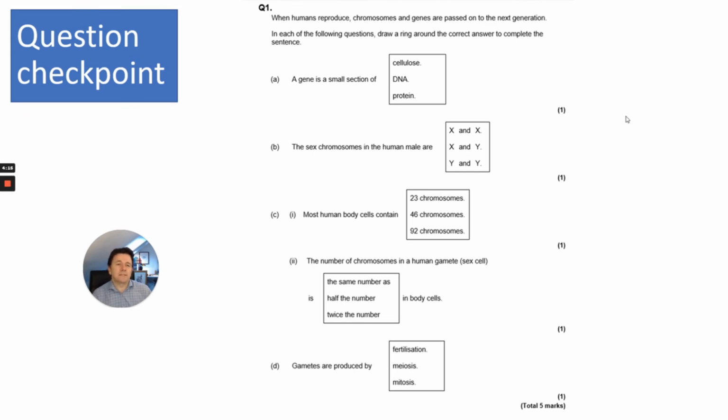A gene is a small section of DNA. The sex chromosomes in the human male are XY, X and Y. Most human body cells contain 46 chromosomes, and the number of chromosomes in a human gamete is half the number in body cells. Gametes are produced by meiosis.